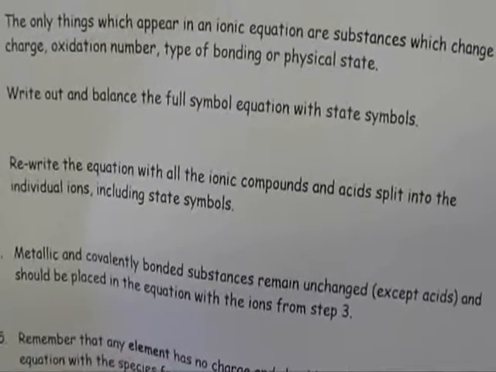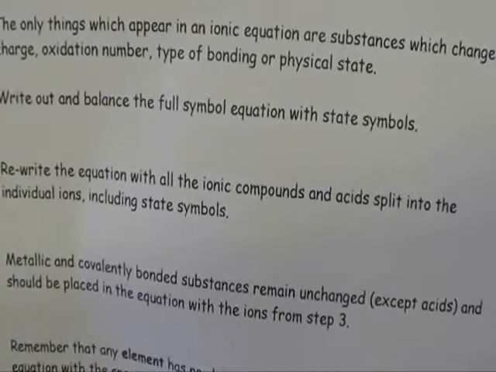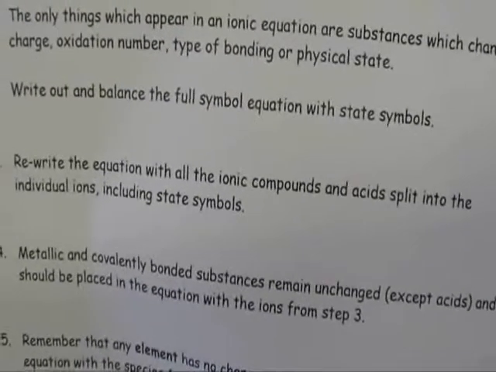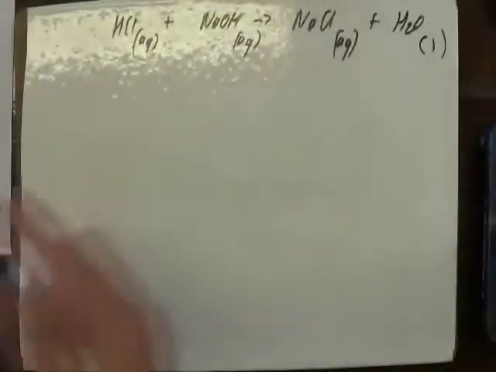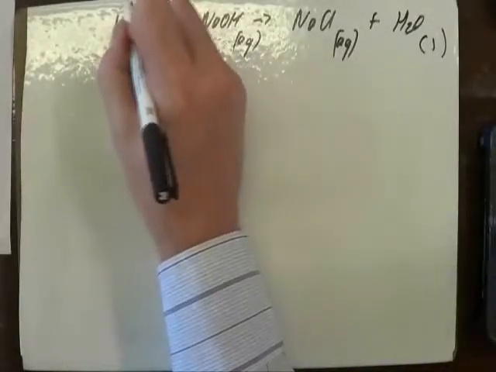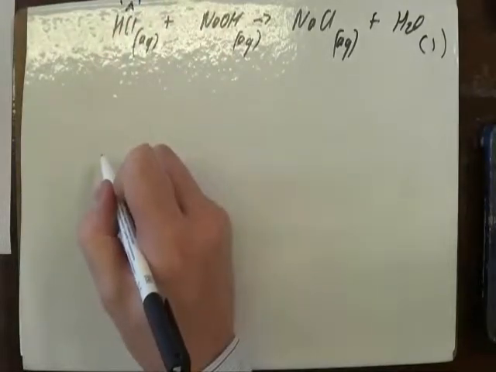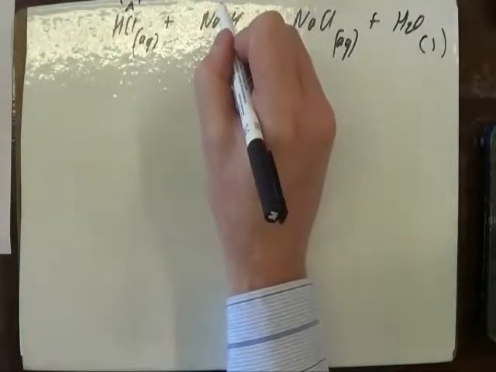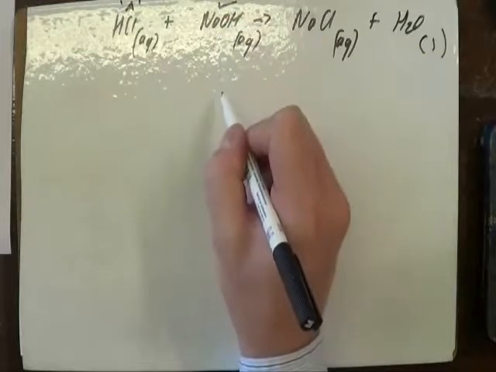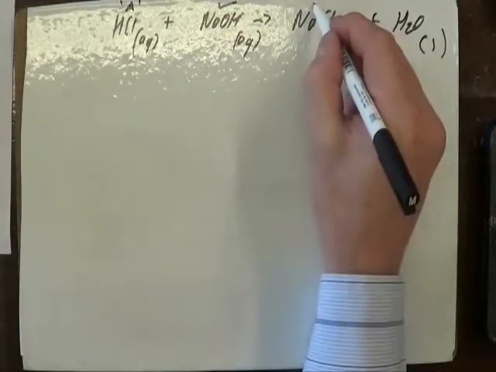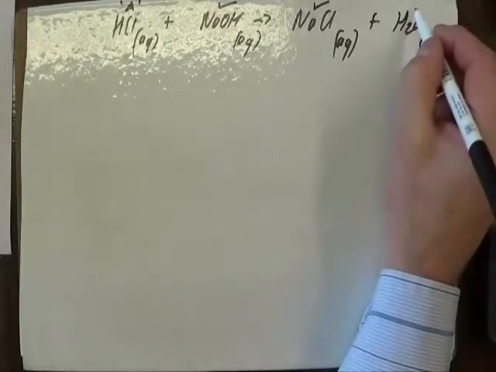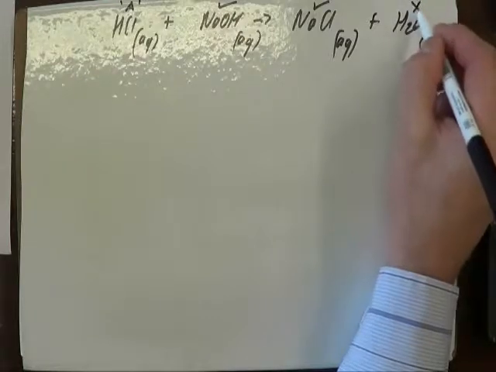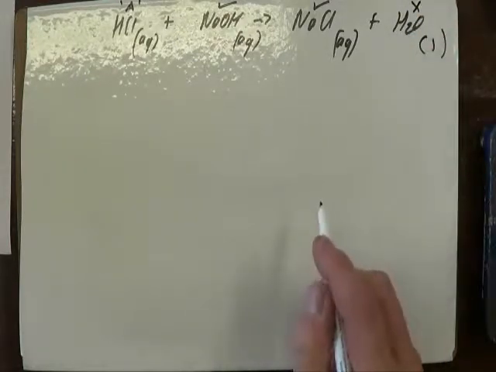So we've got to go through this, find out which things are ionic compounds and acids, and work out what ions are actually involved in there. So let's do that. Well, that is an acid, so we're going to do that. Okay, sodium hydroxide is ionic, so that's going to have to be split up into its ions. Sodium chloride is ionic, that's going to have to be split up into its ions. And water, okay, is not ionic nor is an acid, so we will just leave that for the meantime. We'll come back to it.